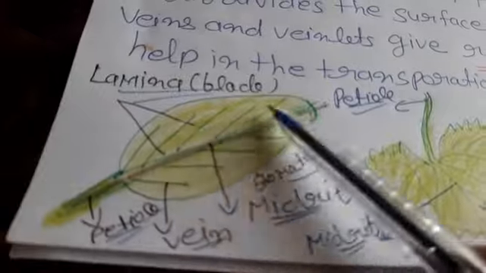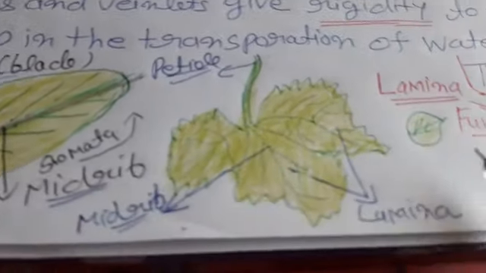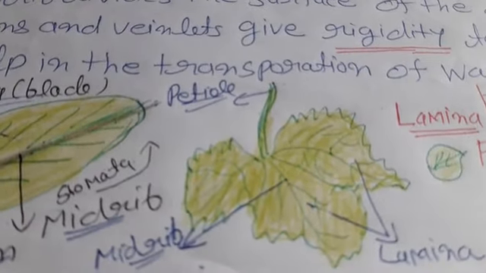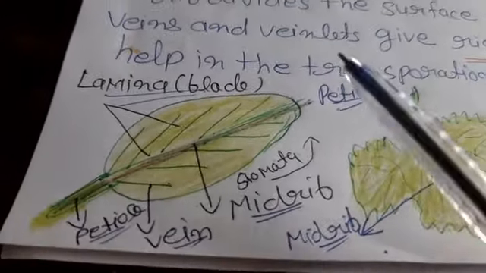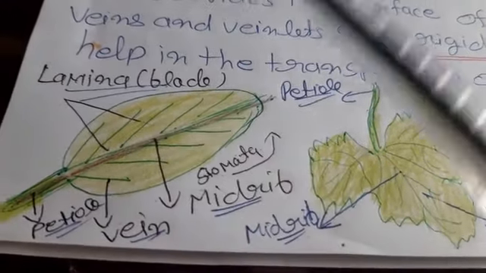So let's start. Lamina. This is the broad, green, flattened part of the leaf. This is called lamina. You can see this diagram. This is the lamina. I had already drawn it here. You can easily draw it in your notebook.